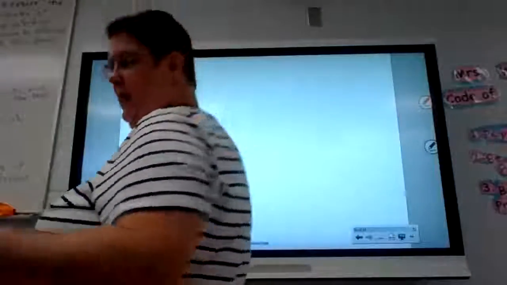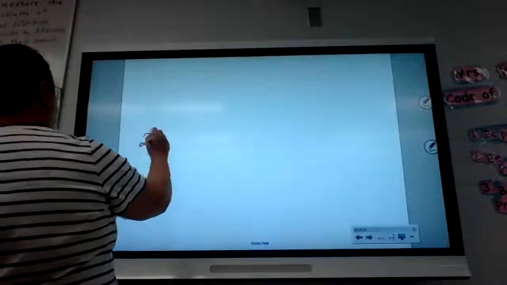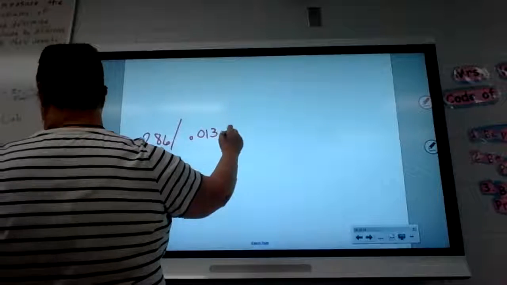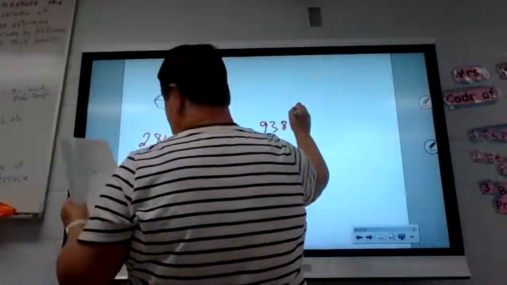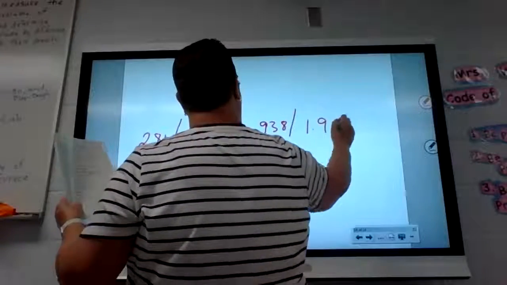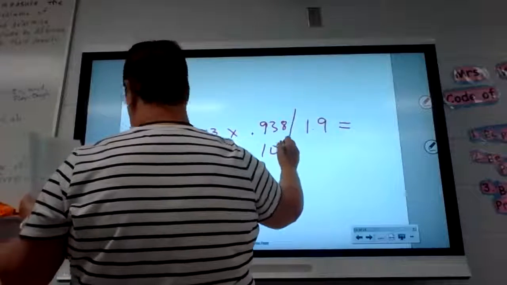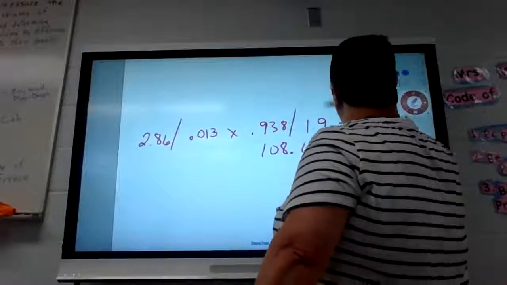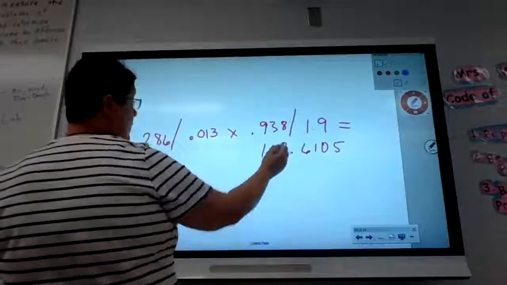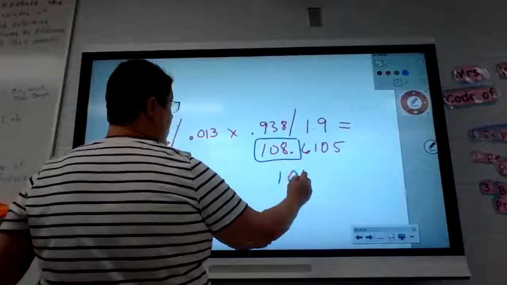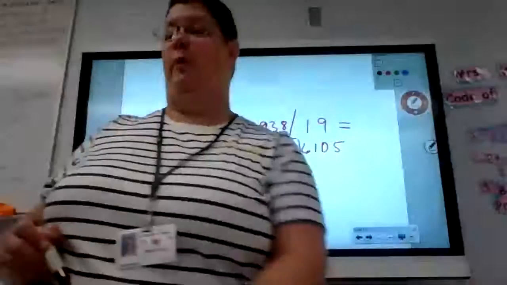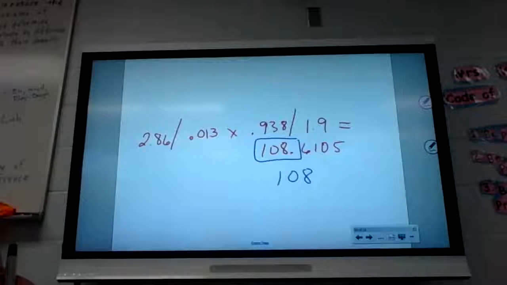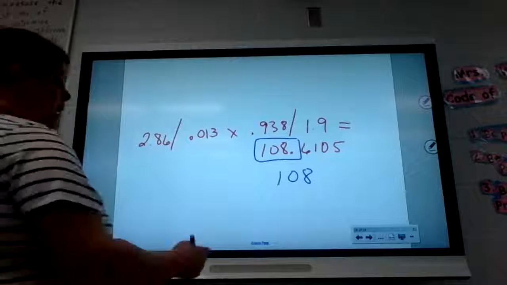All right, and the last one, 19. So you have 2.86 divided by 0.013 times 0.938 divided by 1.9. All right, so when you punch that in, you get 108.6105. We only want how many significant digits here? 2. So we've got 108, and we need to round that to 2. So how can we round that to 2 significant digits? You can round it up to 110, which is what I did.